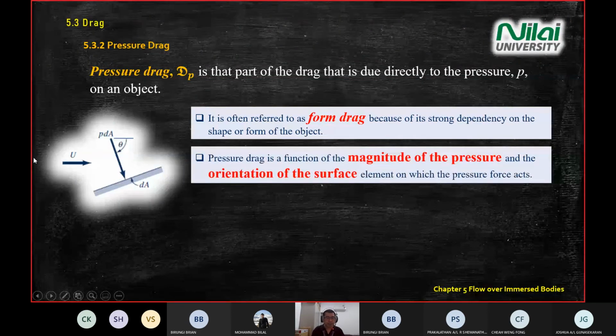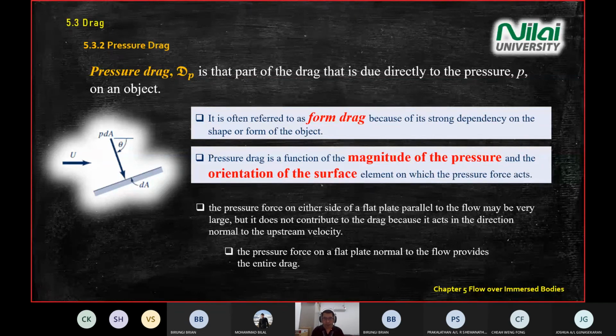So again, this is a small diagram that you see under question 24. You will see a small area, dA, and the action of pressure on this surface. All right. So P times dA, you get the pressure force acting on this small area, dA. Yeah. The rest you can read yourself.